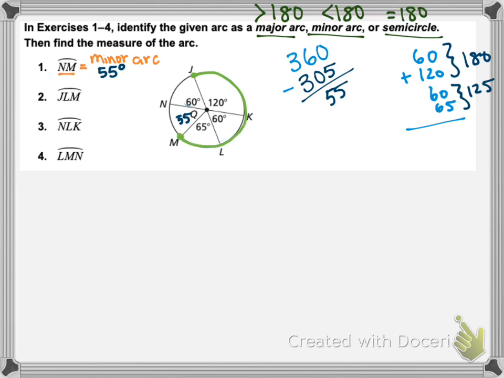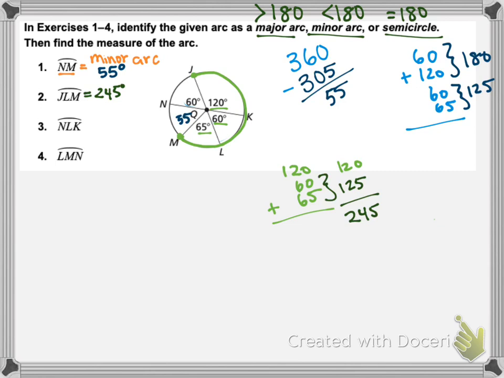That's our goal. So we can just add 120 plus 60 plus 65. So 120, 60, and 65. I know it's an ugly bracket. I'm out of practice, y'all. I know 60 and 65 make 125, so if I add them together, that makes 245. So JLM is 245, and that is a major arc. So I'm going to put it on the top, major arc.